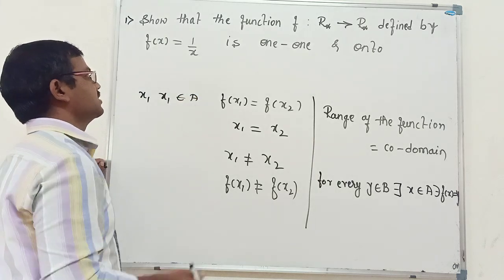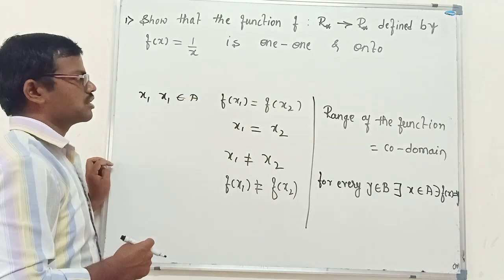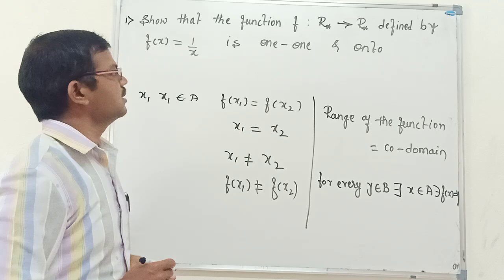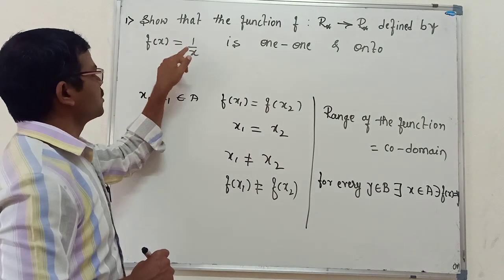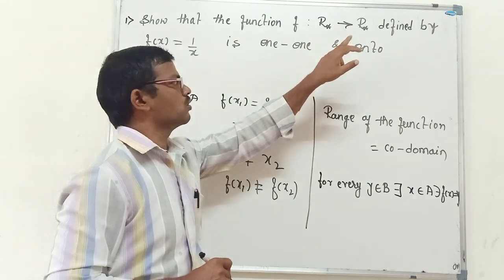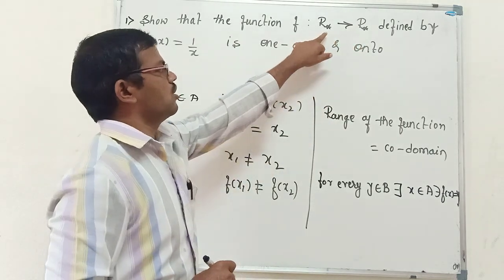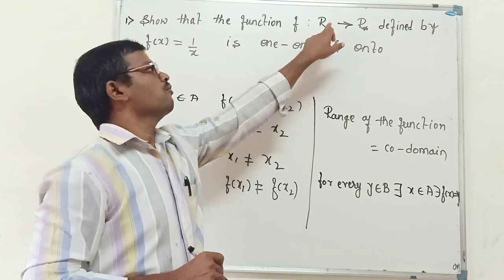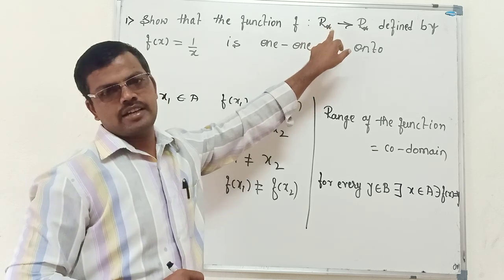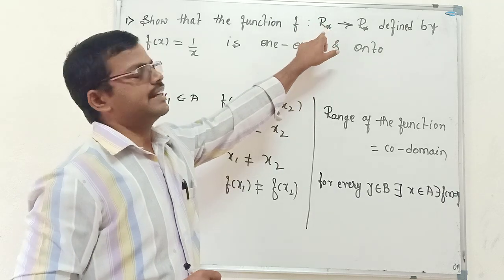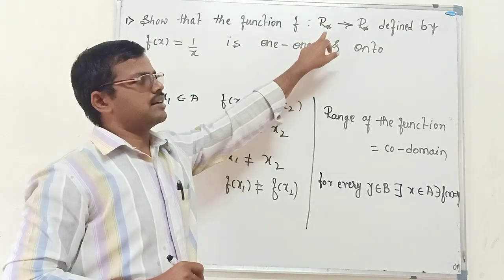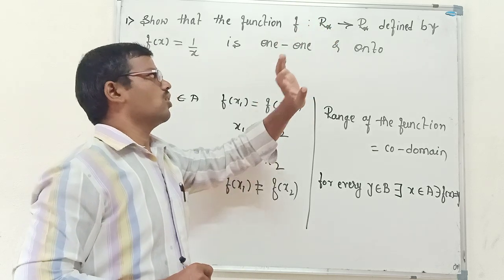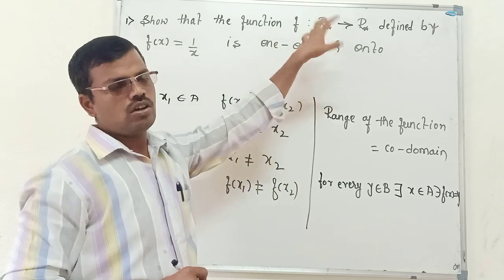Now we come to the examples regarding these two types of functions. Show that the function f from R star to R star defined by f of x equals 1 by x is one-one and onto. R star means what? It is non-zero, so 0 is not there. It is the set of all real numbers without 0.